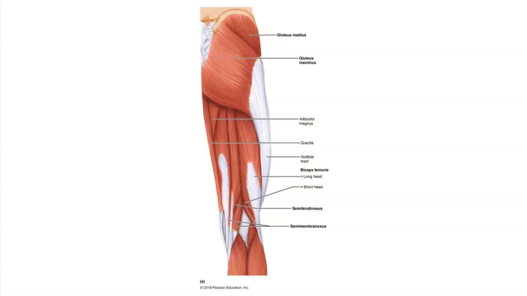Focusing on the muscles of the pelvis and femoral regions, let's begin with the gluteal muscles, so specifically the gluteus maximus and the gluteus medius muscles. The gluteus maximus is the largest and most superficial muscle of the gluteal group, and it forms a majority of the muscle mass of the buttocks.